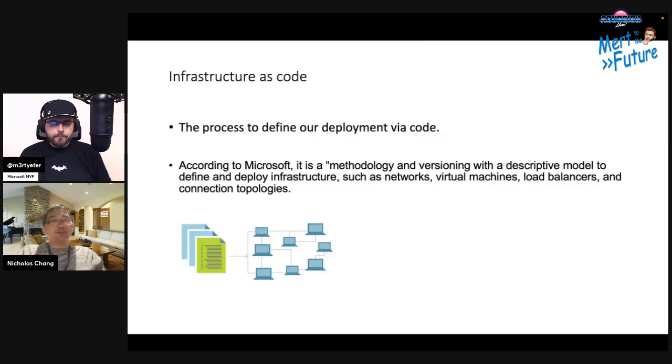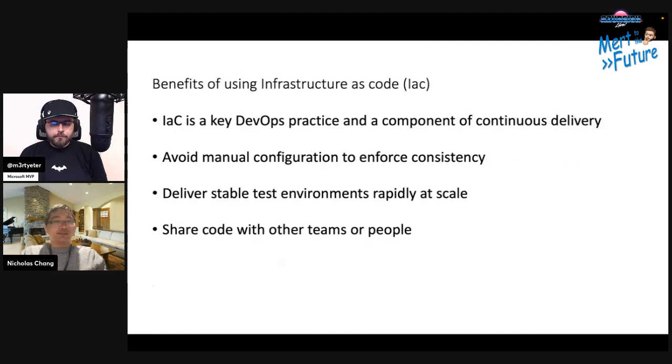That's how it was formed. So infrastructure as code is the process of defining our infrastructure via code. According to Microsoft, it's a methodology and versioning that lets you describe how you want your network, virtual machines, or load balancer in the cloud. So this is an overview of the benefits of infrastructure as code.